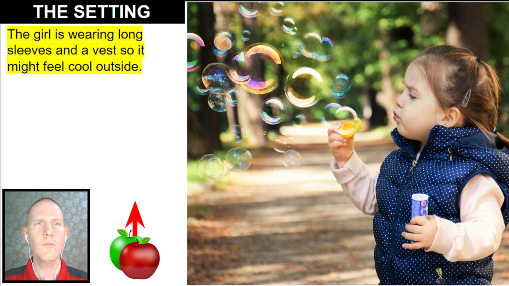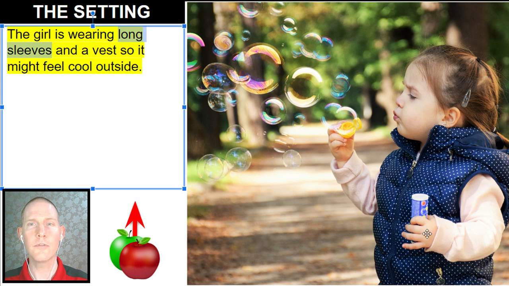The girl is wearing long sleeves and a vest, so it might feel cool outside. Okay, so we're going to describe the girl in more detail in a moment, but right now we can look at her clothing and get an idea for the temperature, right? So she has long sleeves, right? Which means that the sleeves on her shirt come all the way down to her hands, right? She's also wearing a vest.